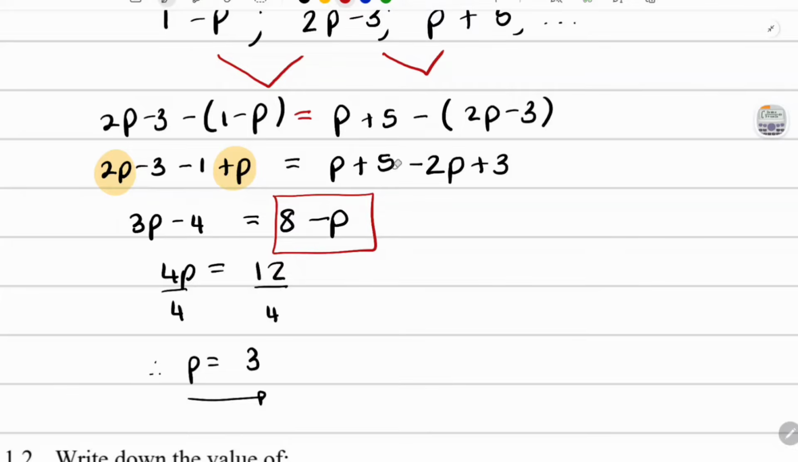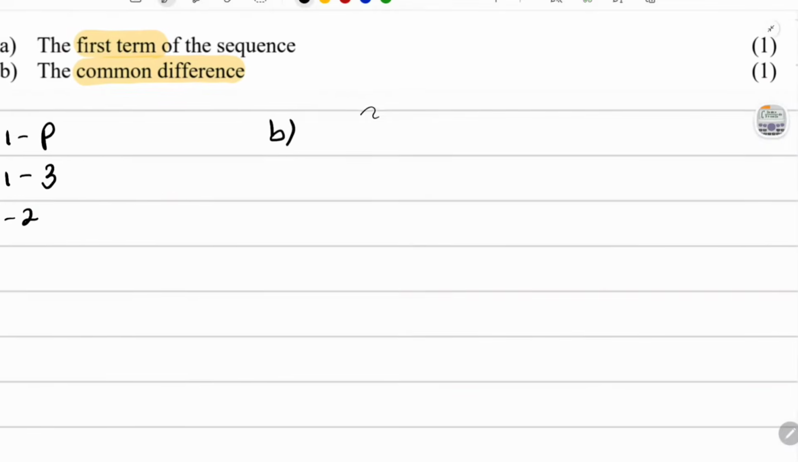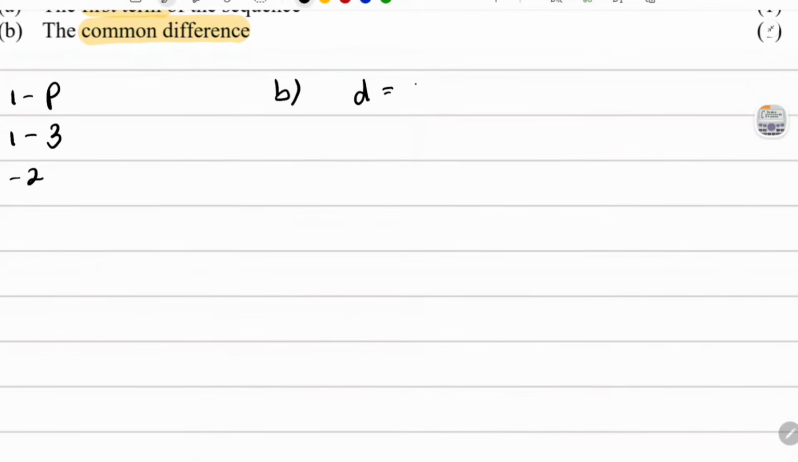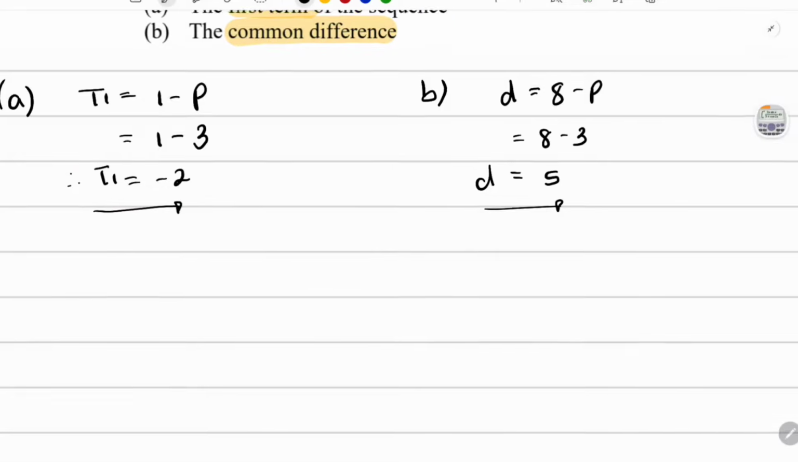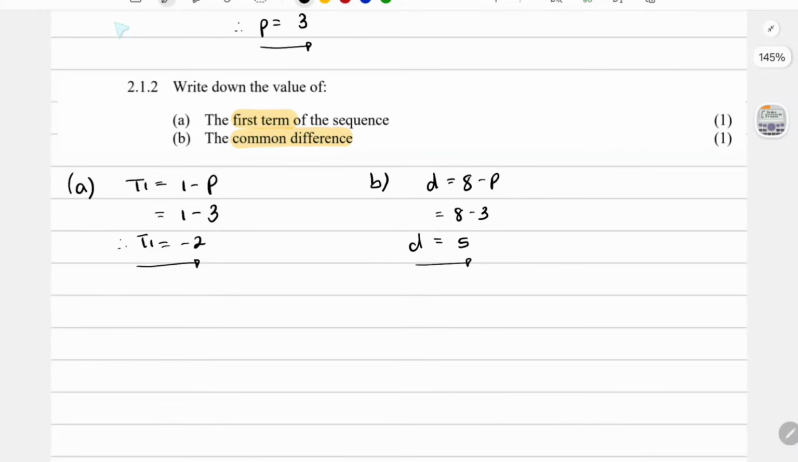Because that minus that, and then you just simplify that. So that is d. You can just go ahead and tell them that d is equal to 8 minus p. We know what p is, so 8 minus 3. So d is finally equal to 5. And there we go. That is t1, and that is the common difference. Okay, moving on to the next question.